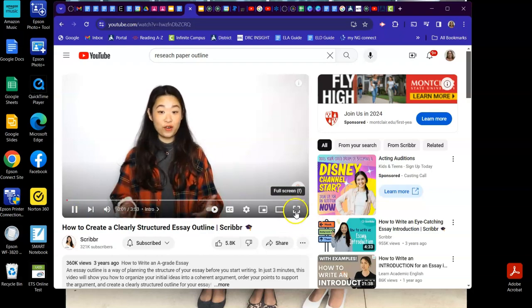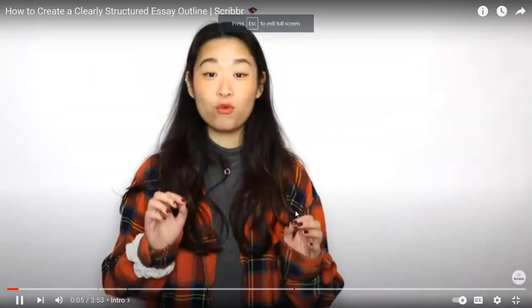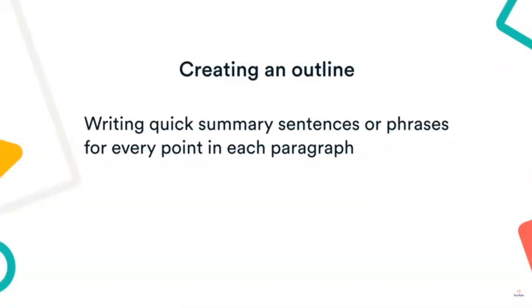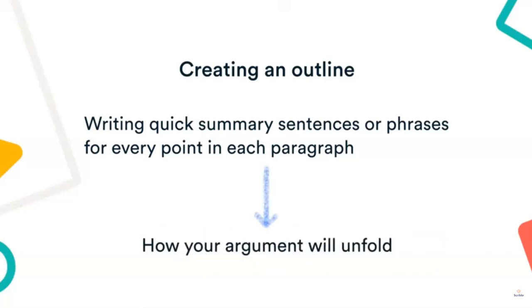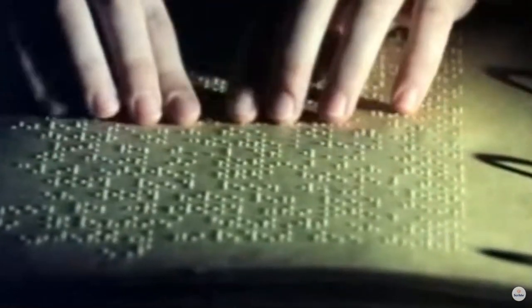Before diving headfirst into writing, with the material you've gathered while researching the topic, you can map out the rough structure of your essay in an outline. This will make it easier to get started and keep you on track. Creating an outline involves writing quick summary sentences or phrases for every point you will cover in each paragraph, giving you a picture of how your essay is already developed. Want to learn how to create an outline for your essay? Then stay tuned.